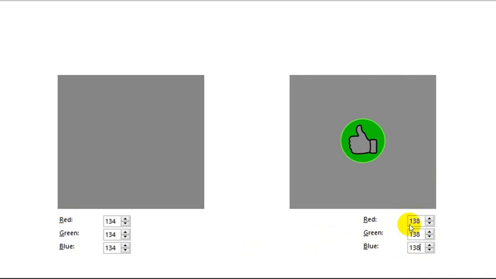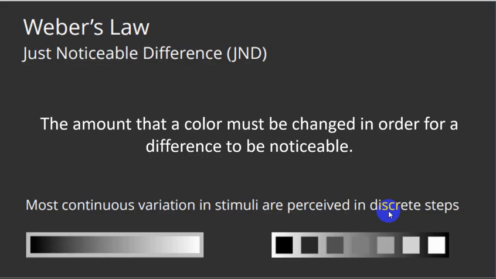So here the last one, you can see we were at 128 for RGB and bumped it up to 144. It's quite a difference. Here the difference is only between 134 and 138. It's much closer, and I wonder if you were able to detect it. So I just want to introduce you to this concept called the just noticeable difference, or the JND.